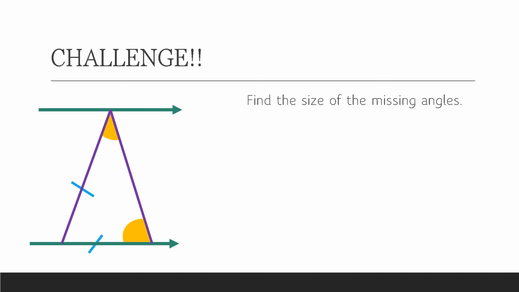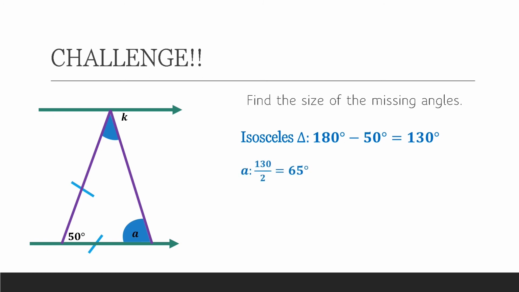Let's look at this challenge. First, the lines on the triangle tell us that the two sides are equal and the two angles are also equal. How can we find A, you might be wondering? Simple. Because we know that all the angles within a triangle equal 180 degrees, if we subtract 50 degrees from 180 degrees, we would get 130 degrees, which means the two opposite angles both together will give us 130 degrees. So it's easy to find A because A and the other missing angle are equal to one another.